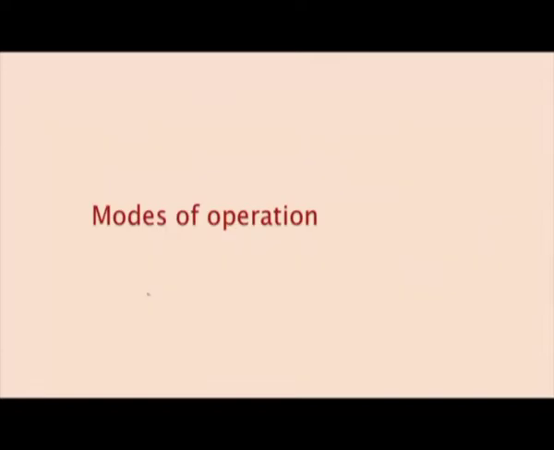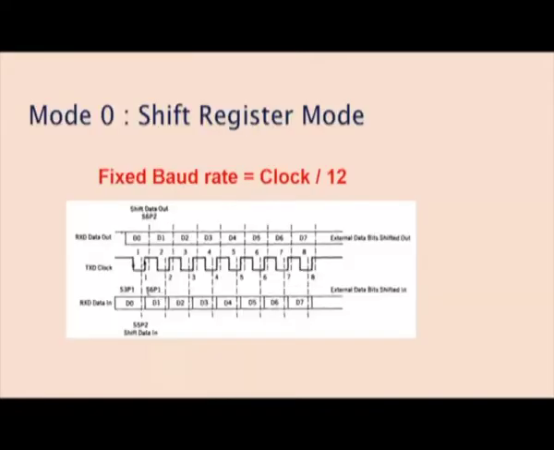Now, we will discuss each mode's operations. Mode 0 is named the shift register mode. Here the baud rate is fixed because we apply a constant frequency only. Whatever your system clock frequency, that will be divided by 12 for the single machine cycle. Suppose your clock frequency is 6 megahertz, then you will get 500 kilohertz.